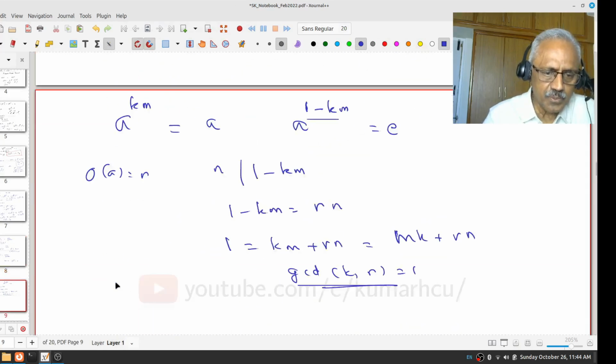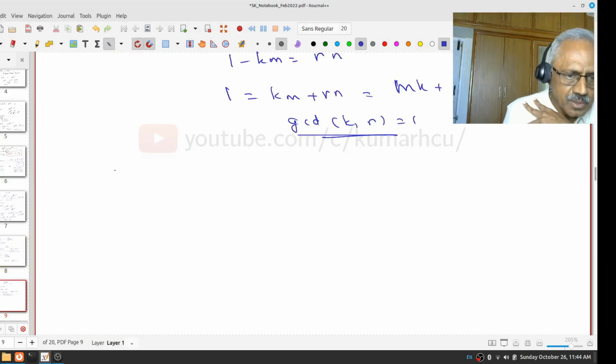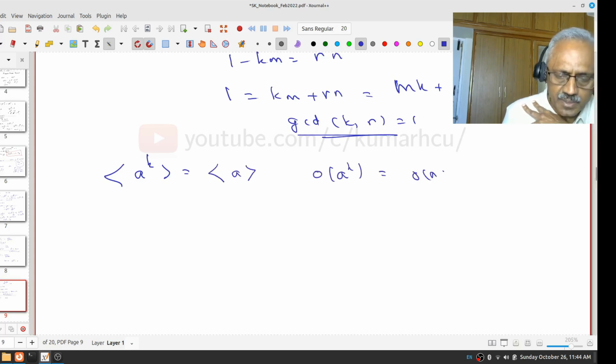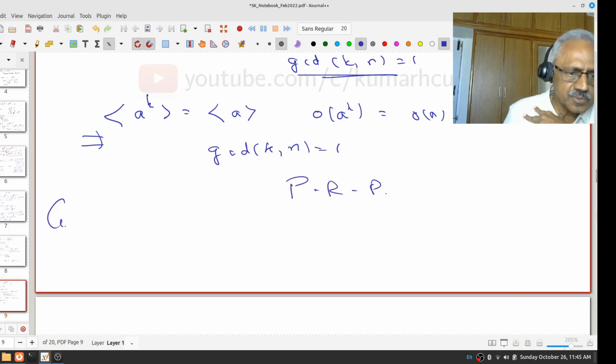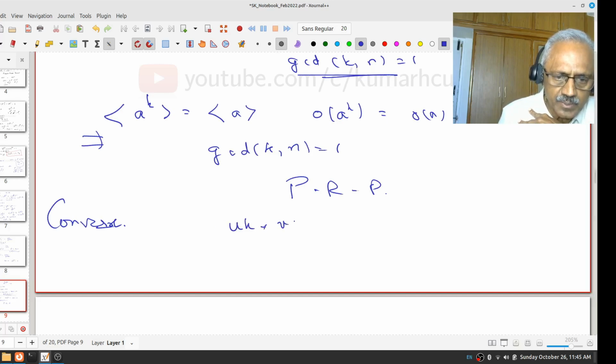Okay, so what have you proved? We have proved that if a to the power k generates the same group, that is same as saying order of a to the power k is order of a, which is equal to n, implies GCD of k and n must be 1. Conversely, pause, review, proceed. The converse is also true. If GCD of k and n is equal to 1, then I can write uk plus vn equal to 1.